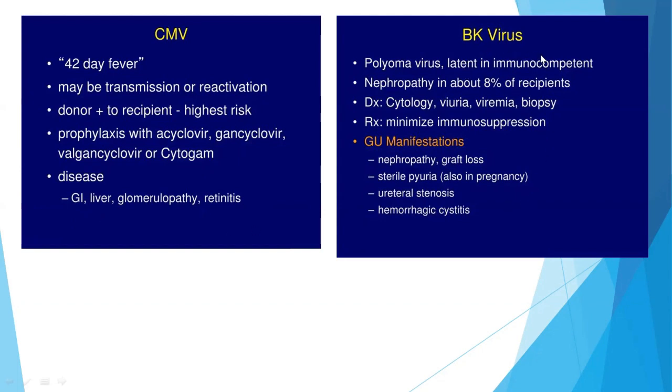The BK virus is also called the polyoma virus, and it is latent in immunocompetent individuals. The diagnosis could be made by cytology, viremia and biopsy. The treatment is to minimize the immunosuppression. It can cause some genitourinary manifestations like nephropathy, graft loss, sterile pyuria, ureteral stenosis, and hemorrhagic cystitis. These CMV and BK virus topics are very commonly tested in examinations regarding the renal transplantation process.